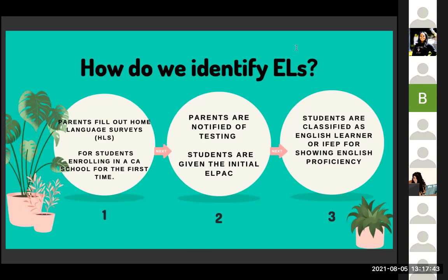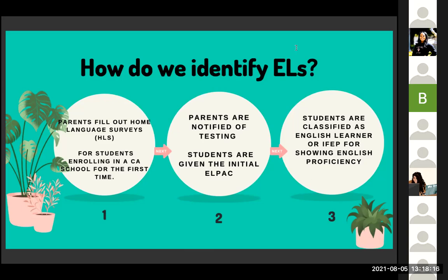So they ask you a few questions. I think it's 4 questions. Even if a language other than English is spoken in the home, they could still be asked to test. So this is for students, again, usually in TK or kindergarten, or coming to a California school for the very first time. They will get tested if there's something other than English written on those home language surveys. The parent will be notified that their child will be tested, and they will be given something called the initial LPAC test, which we'll learn about in a second.